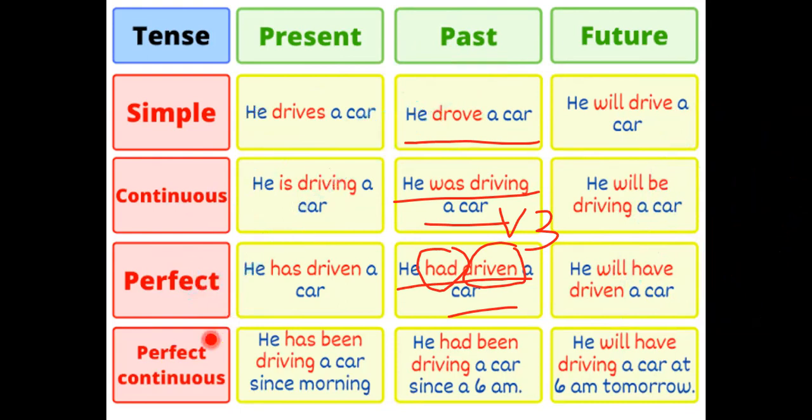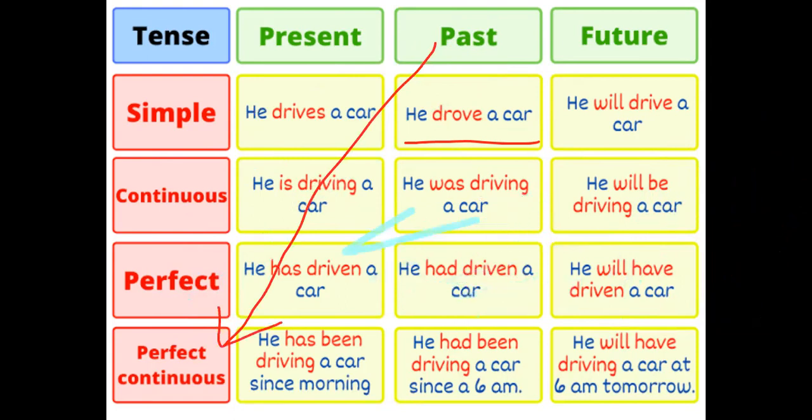We'll move on to the fourth one, that is past perfect continuous. So here, what is the thing being added? Here we will see been. Yes, he had been. B-E-E-N, been is added. And here, verb plus ing is added. In drive, we have removed the E and then added ing. So, had been driving.